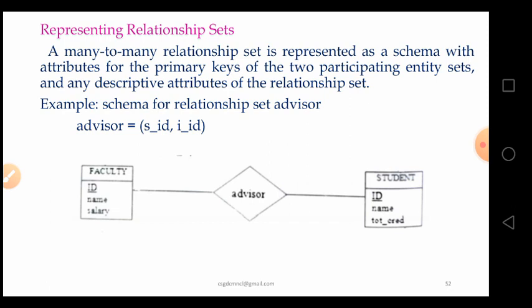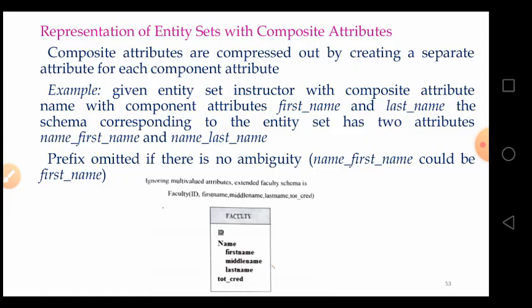Next, representation of entity sets with composite attributes. Composite attributes are flattened out by creating a separate attribute for each component attribute.